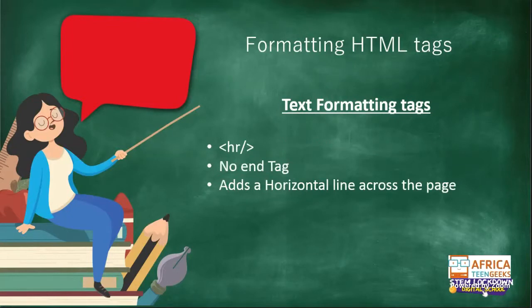And then the next formatting tag we get is our text formatting tags. An example is HR. And HR stands for horizontal line. It basically rules off your website. And it's also a no end tag. The other one was BR. And these are one of the only ones without an opening and a closing tag.